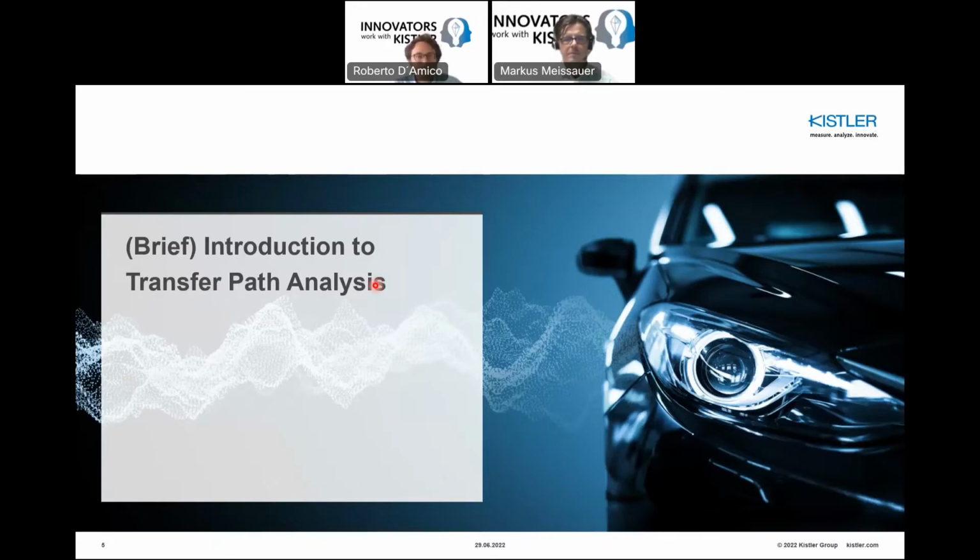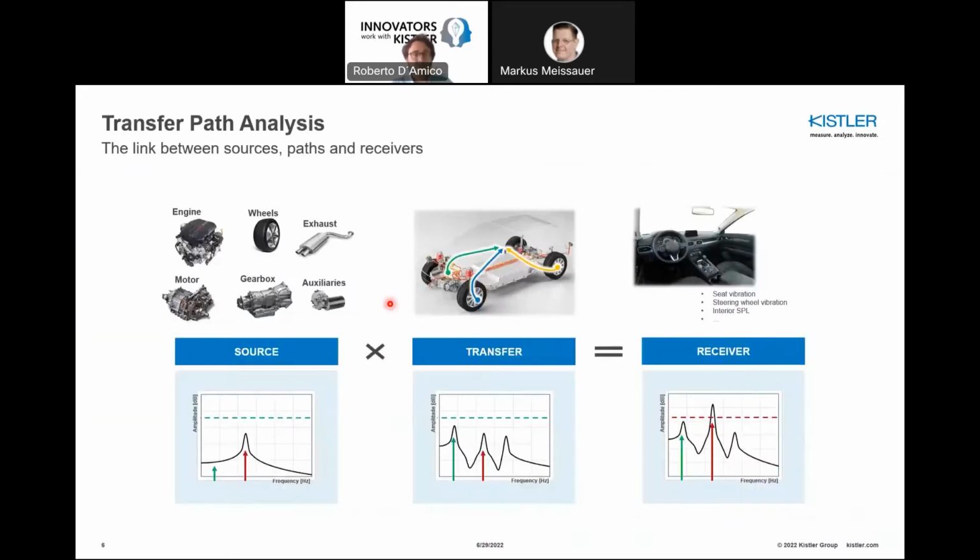The goal here is to set the scene a little bit and give you a short introduction to TPA. Those of you who are experts in this field might want to excuse me for the very short crash course that I'm going to give in transfer path analysis. It is just serving the purpose of giving an overview of the types of transfer path analysis we have around and what type of measurements we need to carry out. So let's start with a short intro.